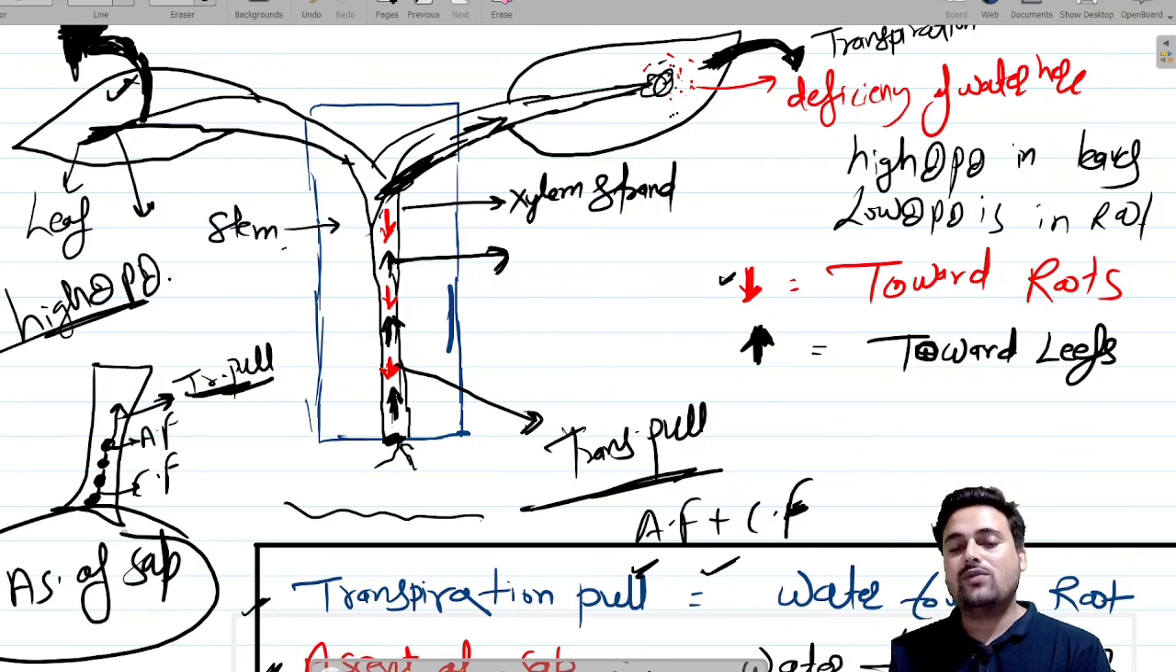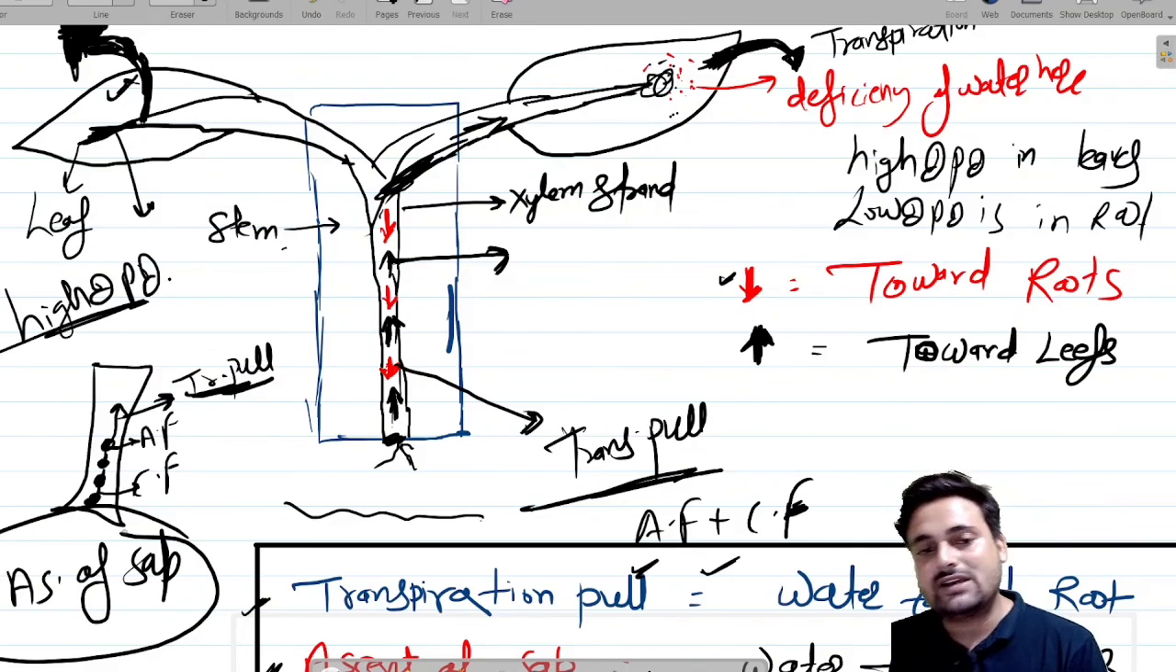So I think ascent of sap is now easy for you, because it is nothing but the complex of transpiration pull force, adhesive force, and cohesive force.